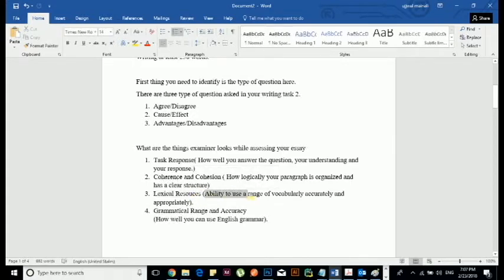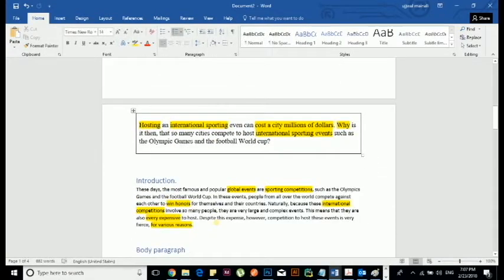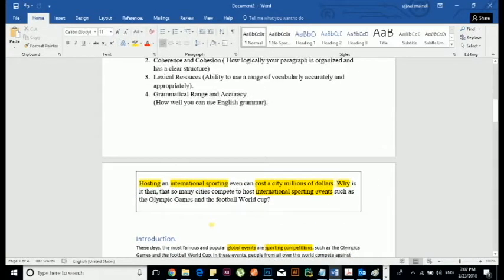The third thing is lexical resource. That is the ability to use a range of vocabulary accurately and appropriately. The fourth one is grammatical range and accuracy. That is how well you can use English grammar.